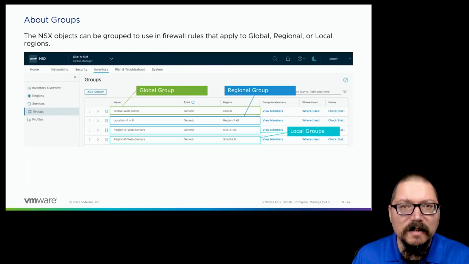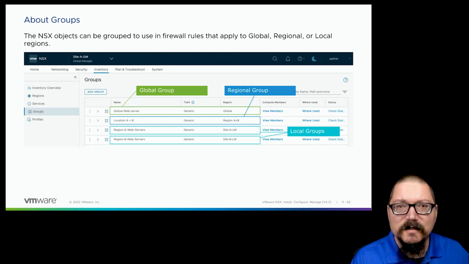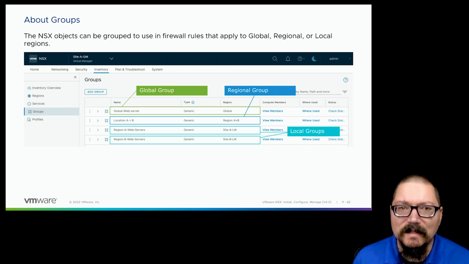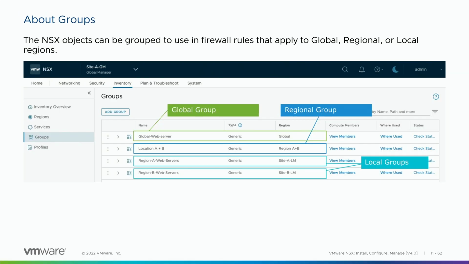We also have groups in Global Manager. These groups work just like we worked with groups in the distributed firewall, except that these groups have a region attribute. The region attribute, in the context of security, is how we define the span or the scope of a security construct. In this case, a group is going to have a region attribute. So that's the only place we're going to pull things for our group.